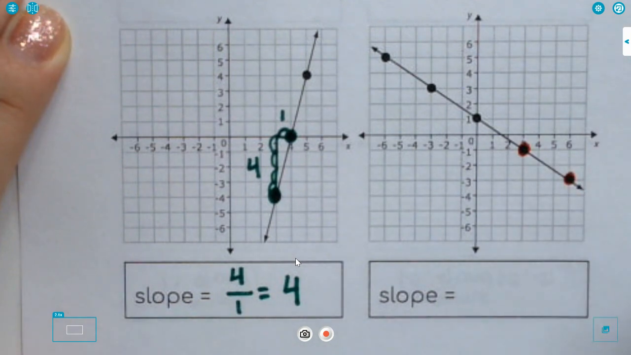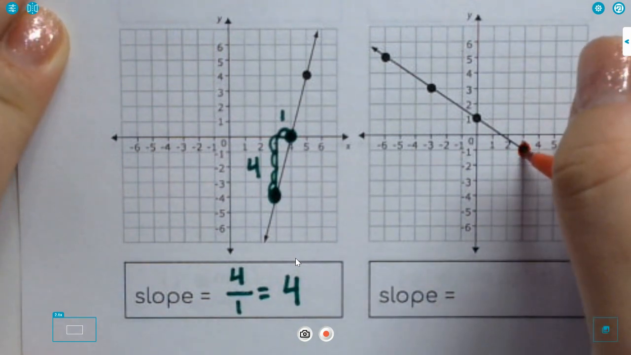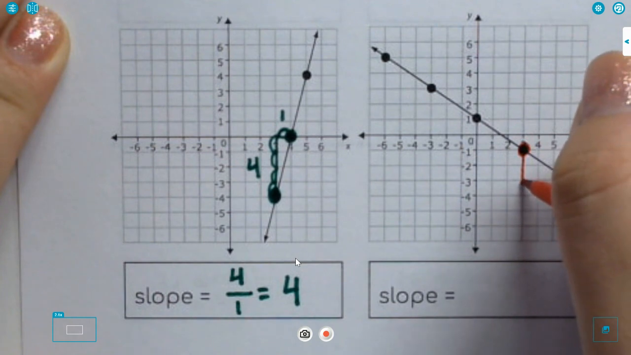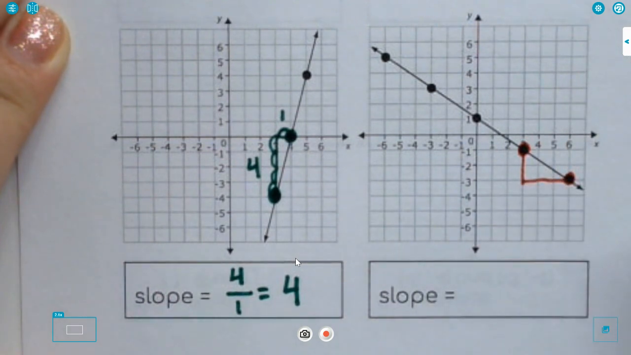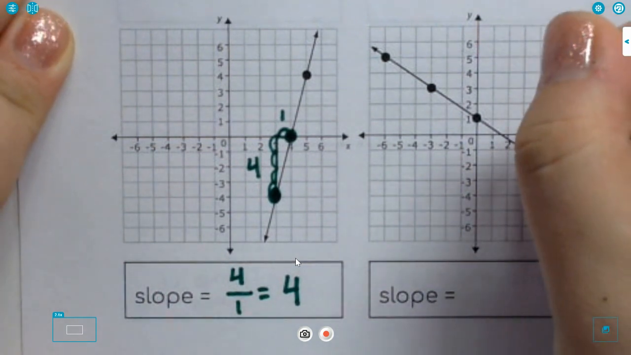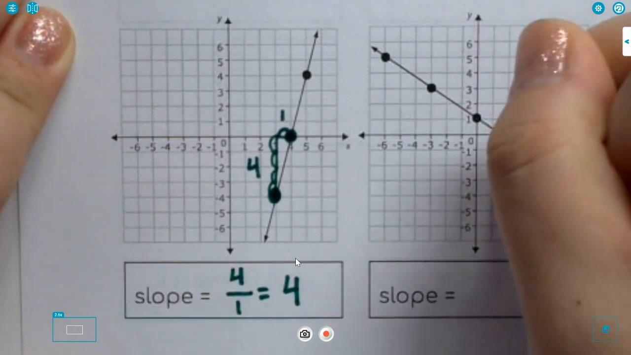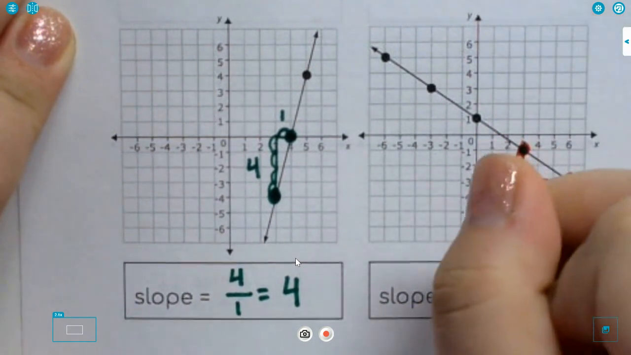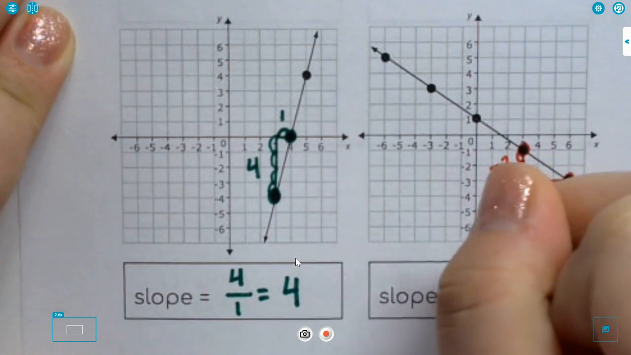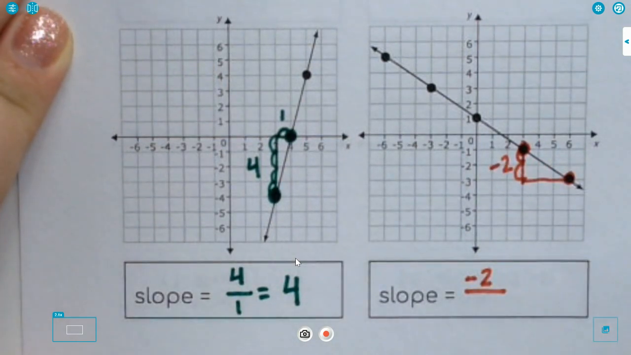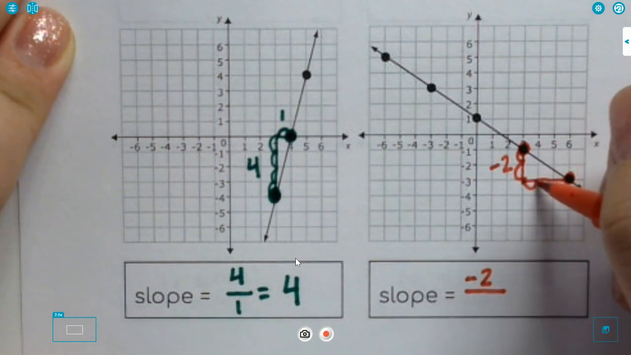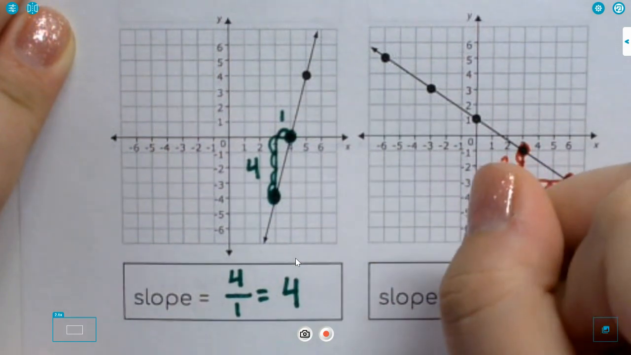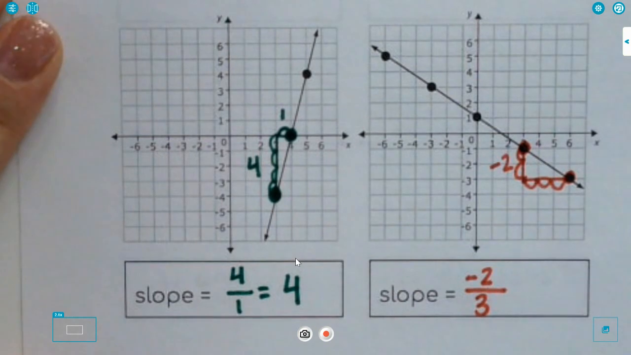And I am going to go down and to the right. So when I draw my triangle, I always draw it on the left side. So down and to the right. It looks like I go down 1, 2. So that's my rise, is actually me falling 2. So it's negative 2. Over my run, which is 1, 2, 3. So my slope is negative 2/3.